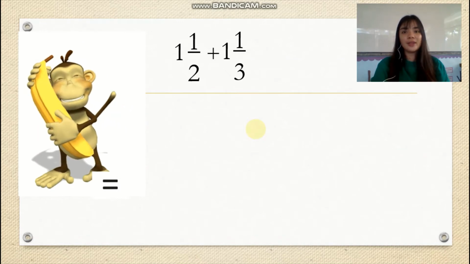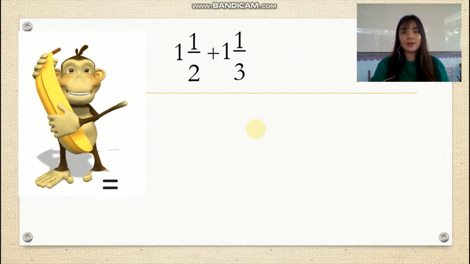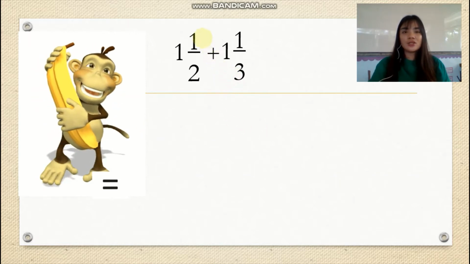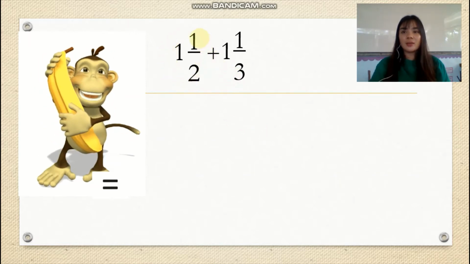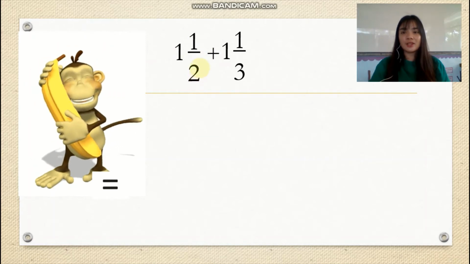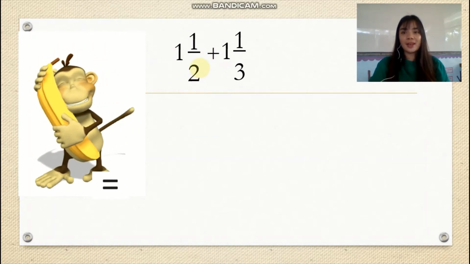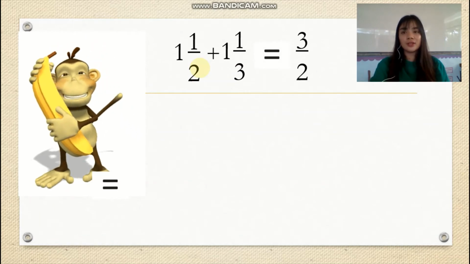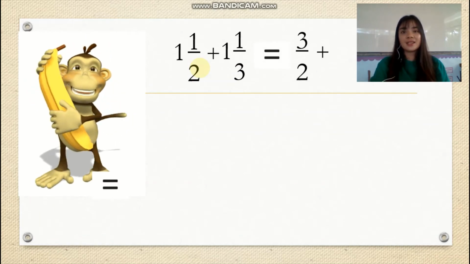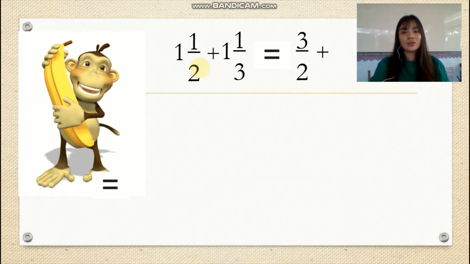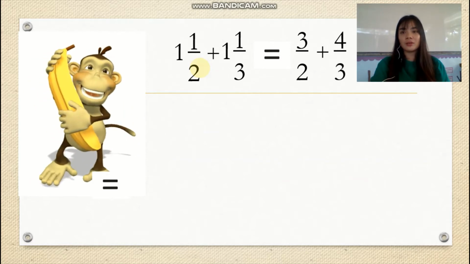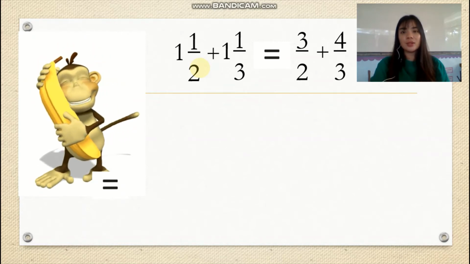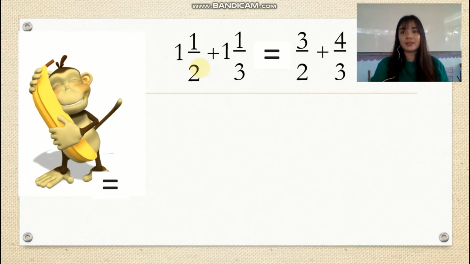Like we have here, 1 1/2 plus 1 1/3. So we need to convert these mixed fractions to improper fractions. So 1 1/2 is equivalent to 3 all over 2, plus 1 1/3 is equivalent to 4 all over 3. Now we need to find the first common multiple of 2 and 3.